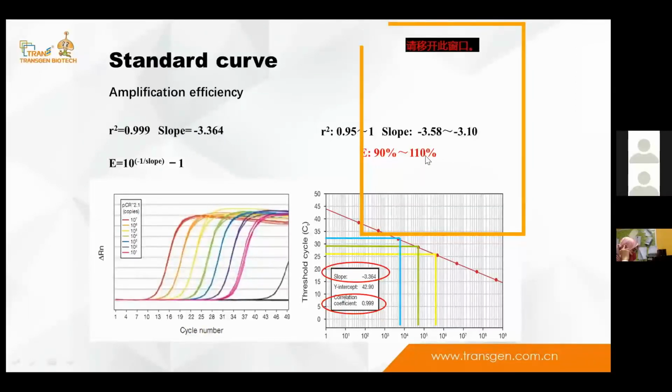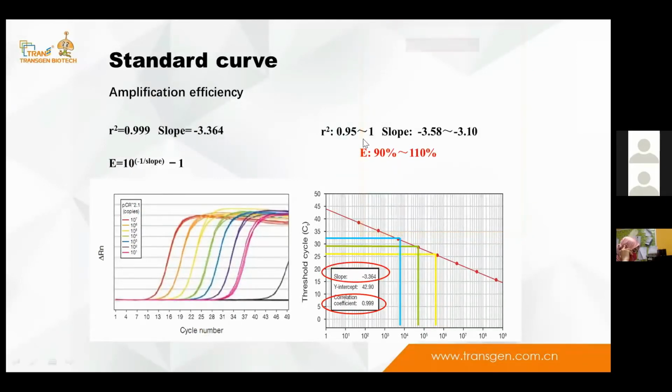So when we design your own primers, you have to calculate the amplification efficiency. If your efficiency is lower than 90%, the result may not be reliable. But when you do the experiment and calculate the efficiency in this range, it shows your designed primer is very good.